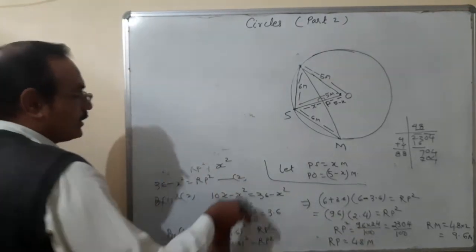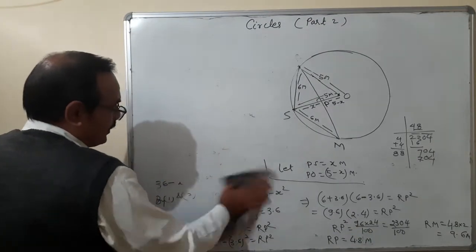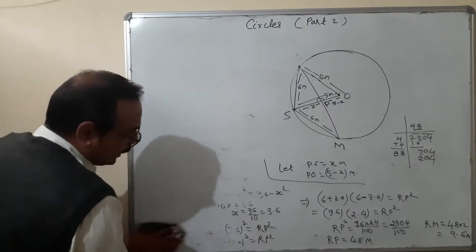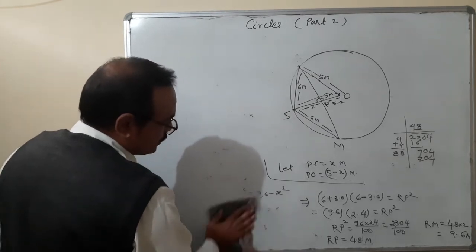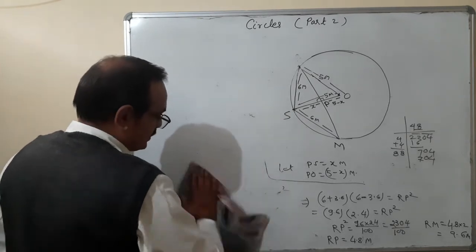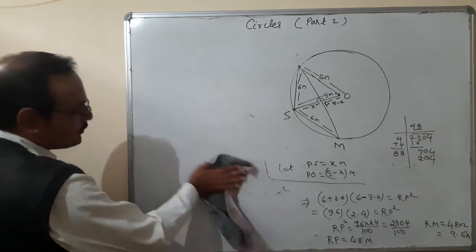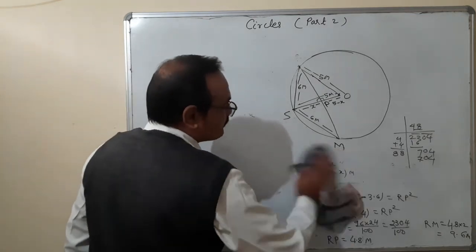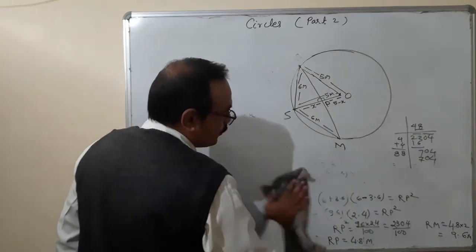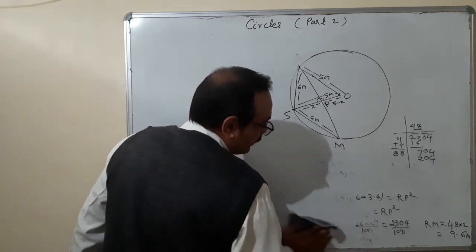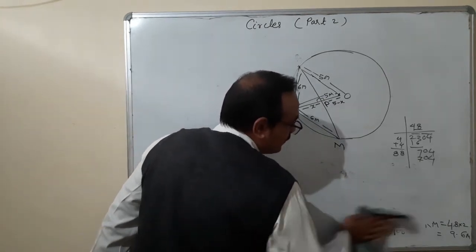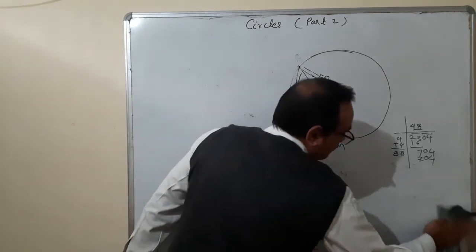I have written you one theorem. Equal chords are equidistant from the center. That is one. We have used this theorem statement. Equal chords of a circle are equidistant from the center, and its converse is also true. That means if two chords are equidistant from the center, they must be equal in length. Okay.